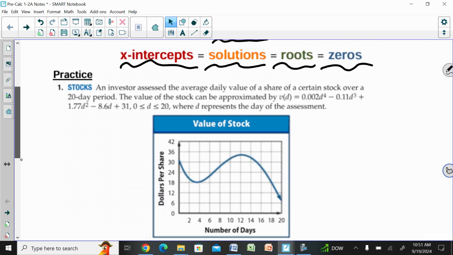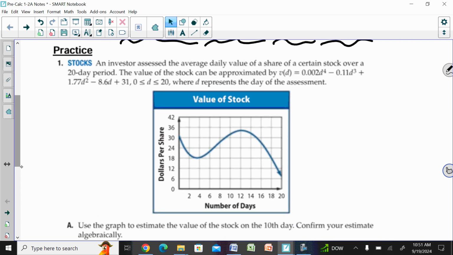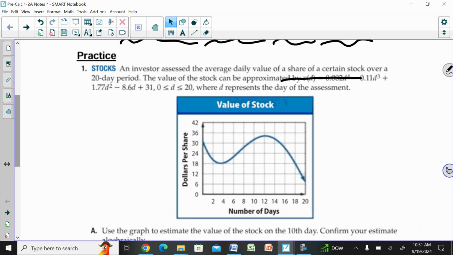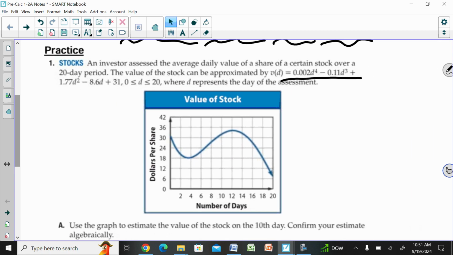All right. Looking at this one, a stock investor assesses the average daily value of a share of a certain stock over a 20-day period. The graph is shown below. The value of the stock can be approximated by this function, where D represents the day of the assessment.